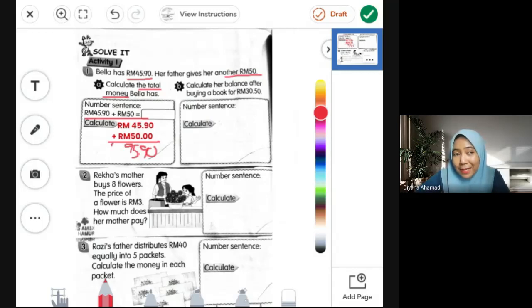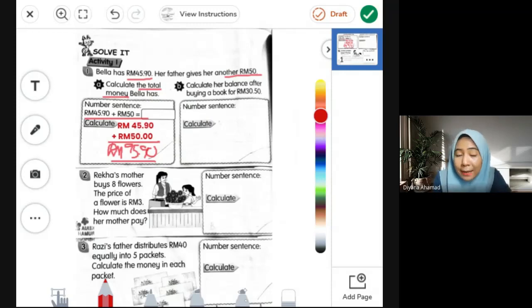So this is the money that Bella has. 95 ringgit, 90 cents. Don't forget to write it here. Okay, right? Okay, you can do it. For those who can do it by yourself, you can do it by yourself. Now we go to the second question.